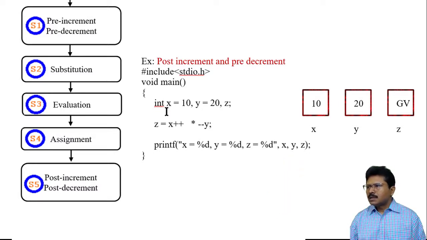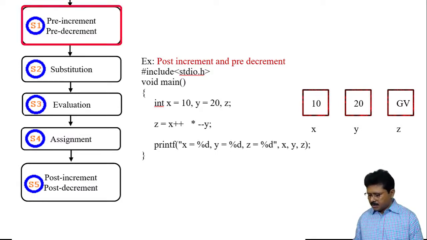Now as this code has modify operators, no doubt it will follow these 5 steps. How? While this instruction int x is equal to 10, y is equal to 20 and z is executed, a memory location will be allocated for x, y, z, and the initial value of x is 10, the initial value of y will be 20 and z will have a garbage value. Now when the instruction z is equal to x++ multiplied by --y is executed, it will follow these 5 steps.